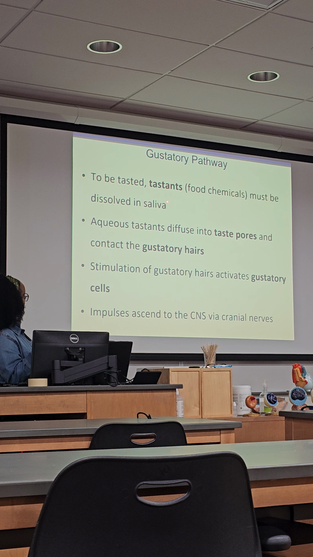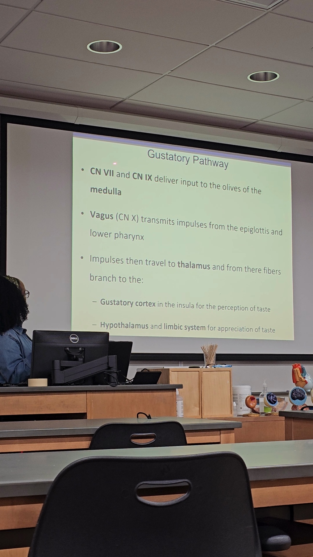But again, to be tasted, food chemicals have to be dissolved in saliva, and they have to be able to get down into that taste pore where those gustatory hairs are. They have to bind those gustatory hairs and then trigger an impulse in the gustatory cell that will travel into the central nervous system along the cranial nerves that are devoted to taste. Cranial nerve 7, cranial nerve 9.